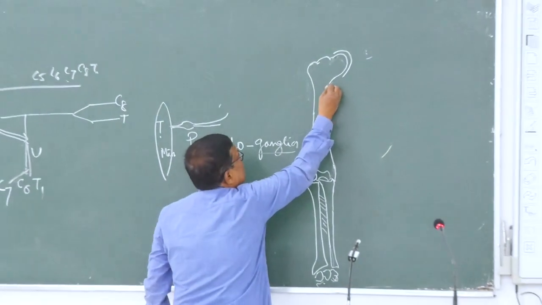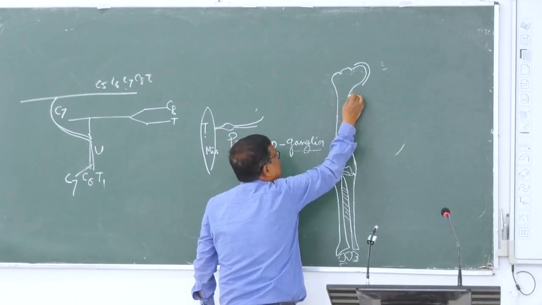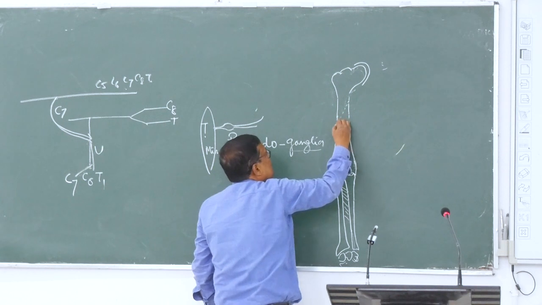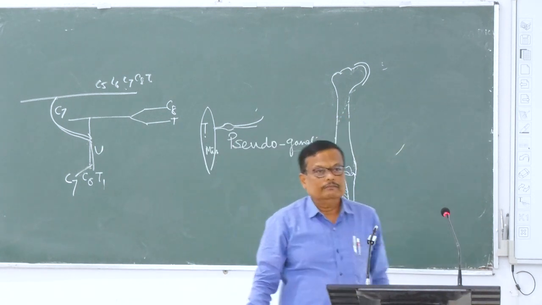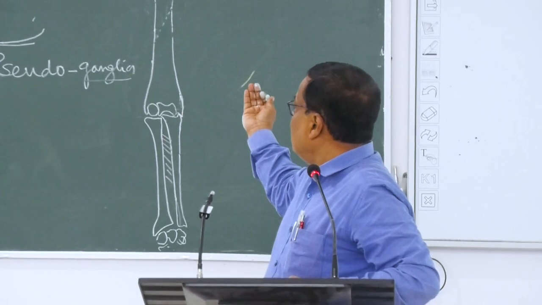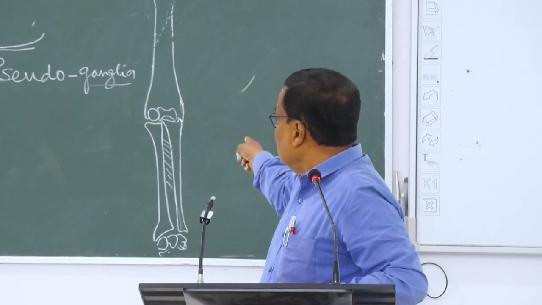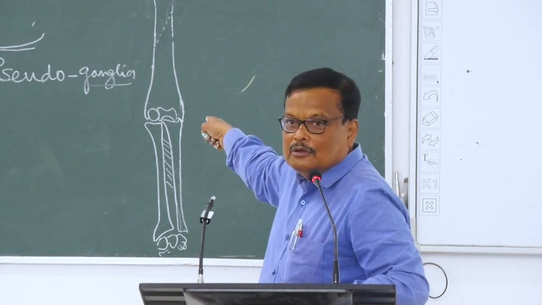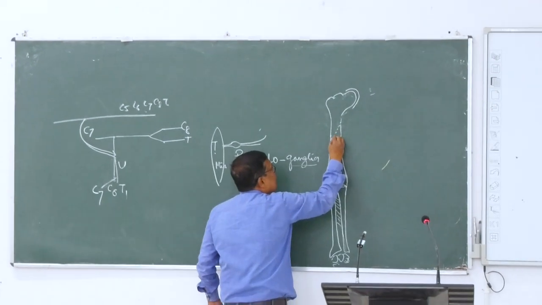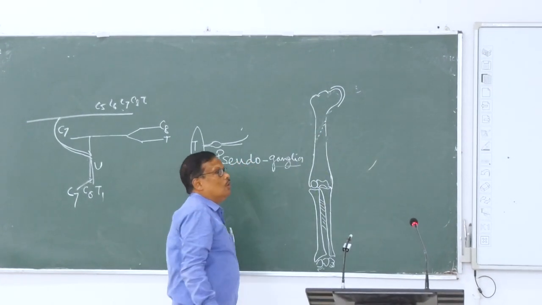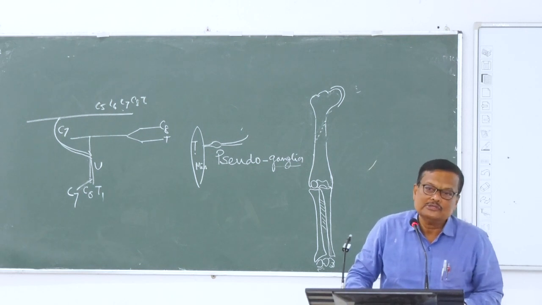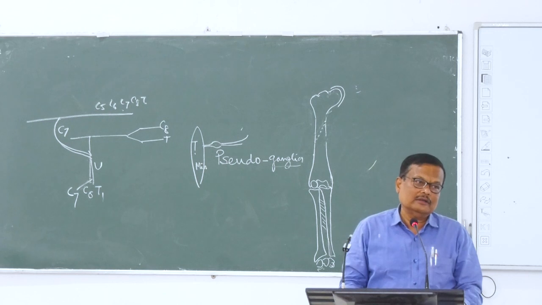Then it passes downwards and laterally. Why did I put dots? We cannot see this from the anterior view, so I will go there. So it goes downwards and laterally through what is this place called? The radial groove or spiral groove of the humerus, along with the profunda brachii artery.